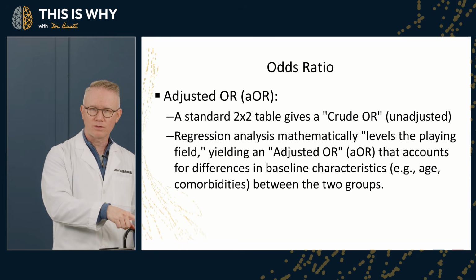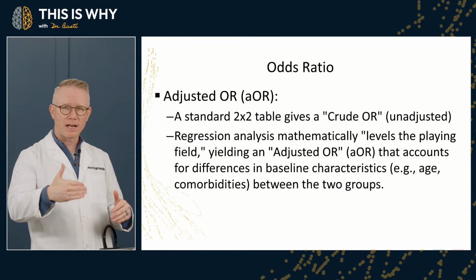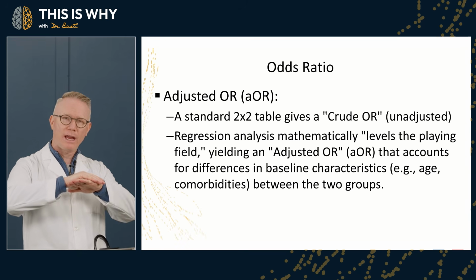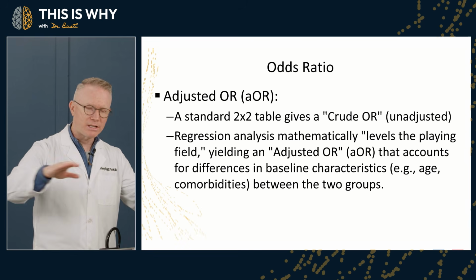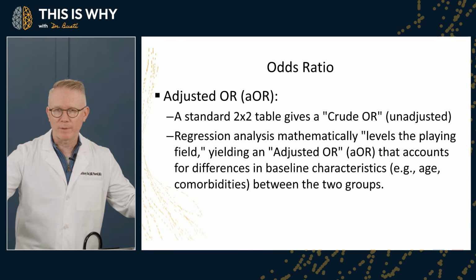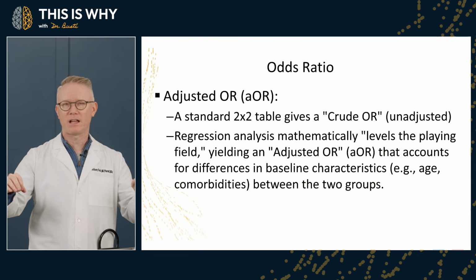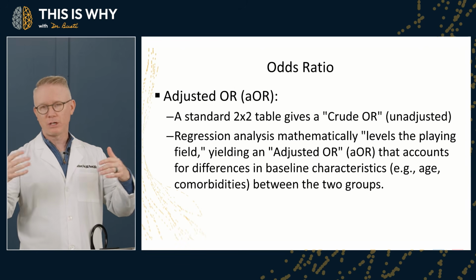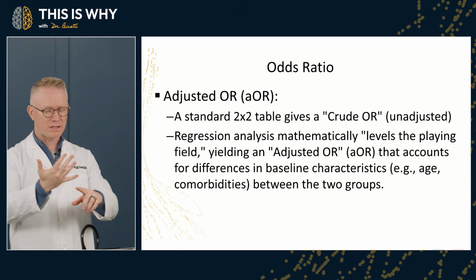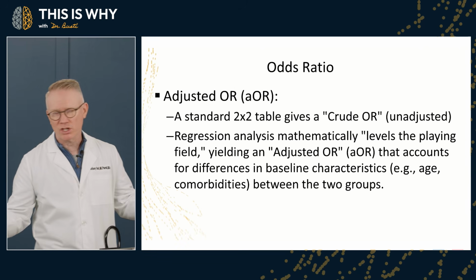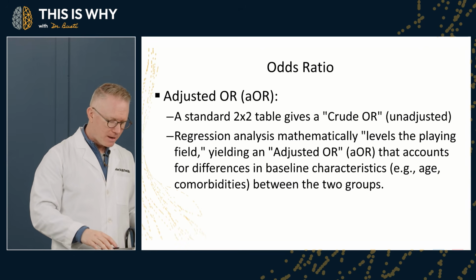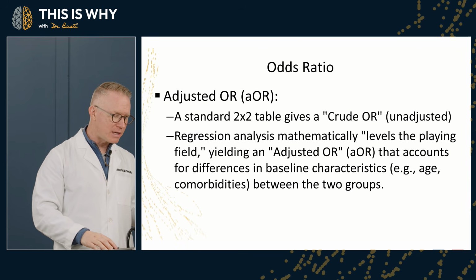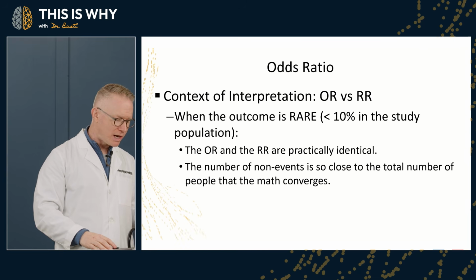That's the one I'm going to use. But regression analysis, again, is mathematically basically creating a level playing field, right? It yields adjustments and accounts for differences in baselines and characteristics between the two groups, right? Things like age, comorbidities, medication exposures, maybe their weight. Depends on what the study is, doesn't it? But it's important to recognize that there is an adjusted odds ratio, okay?